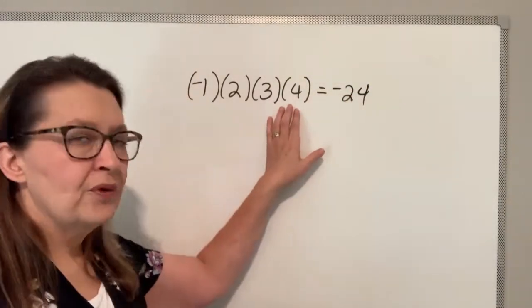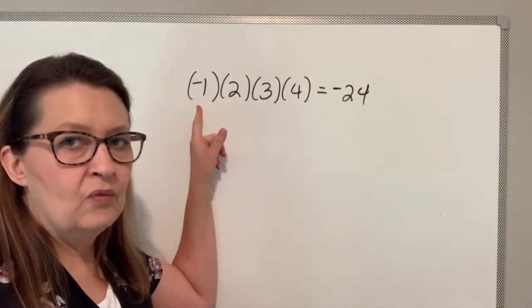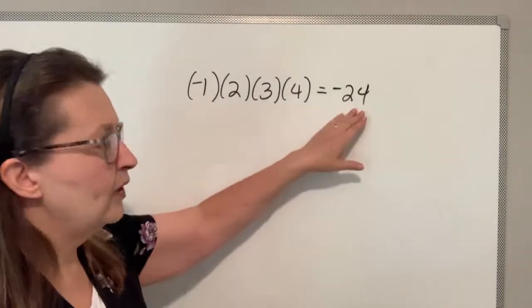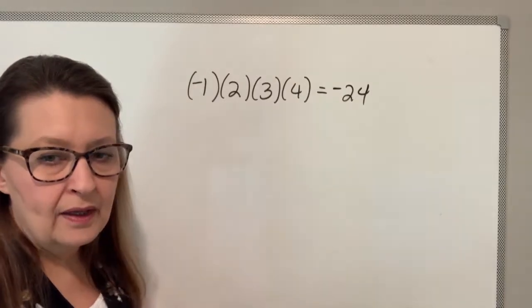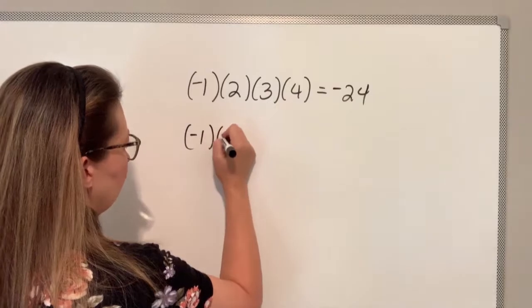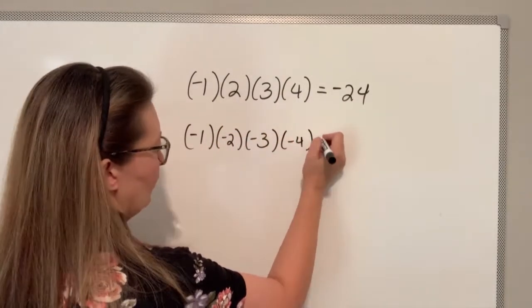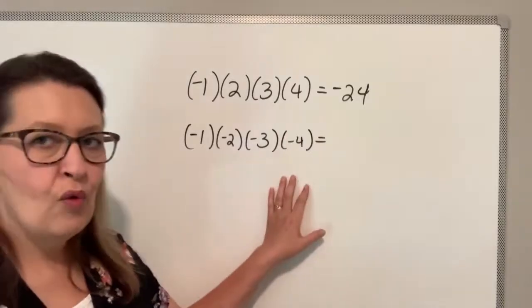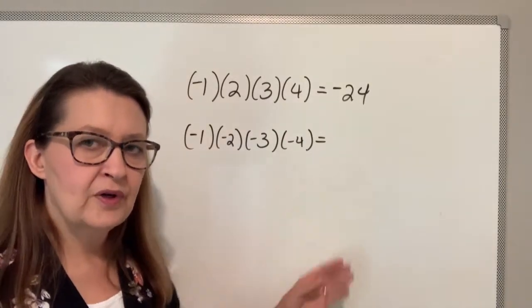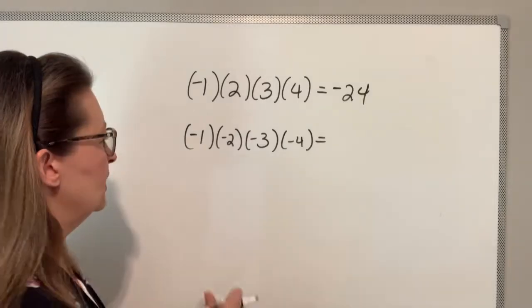Even though I have 3 positive numbers, this one little negative sign is the one that is the most important when it comes to my answer. Okay? -1 times -2 times -3 times -4. I've got 4 negatives multiplied together. So what do you think your answer is going to be? Positive or negative? Well, let's just see.